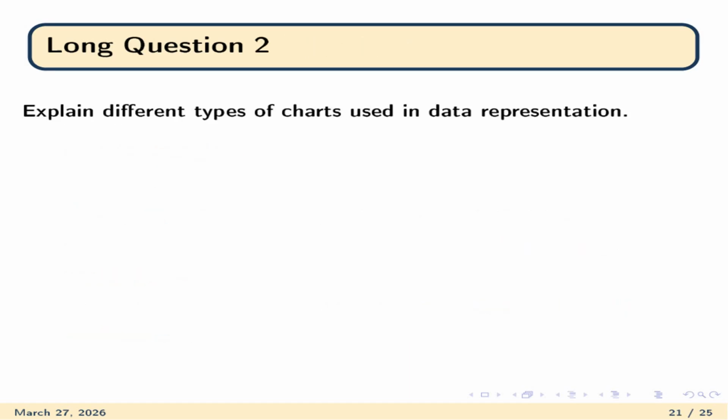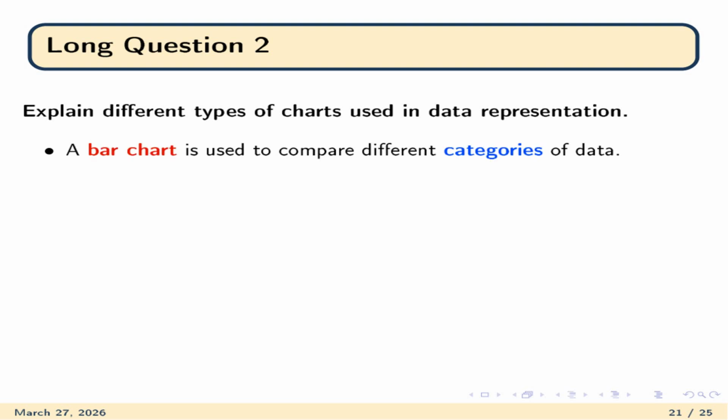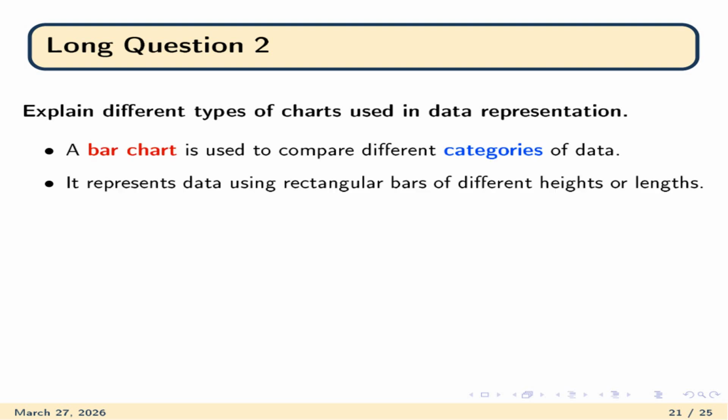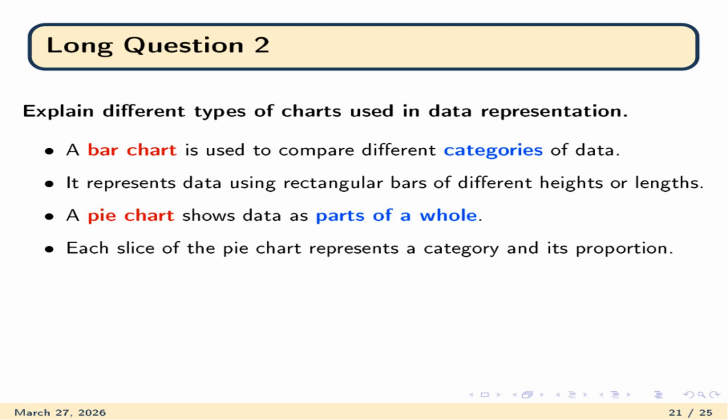Explain different types of charts used in data representation. A bar chart is used to compare different categories of data. It represents data using rectangular bars of different heights or lengths. A pie chart shows data as part of a whole. Each slice of the pie chart represents a category and its proportion.